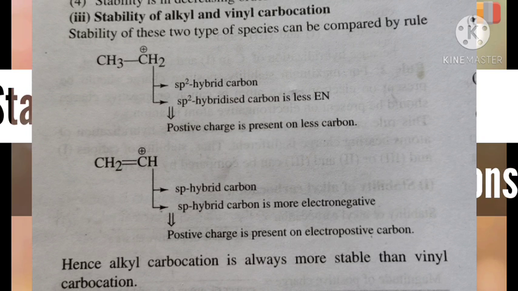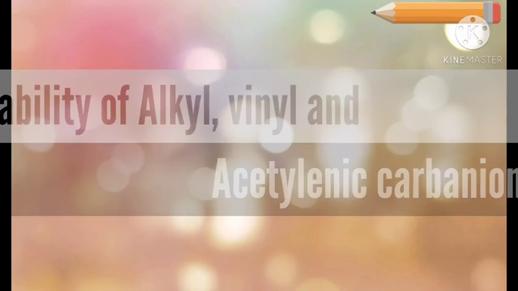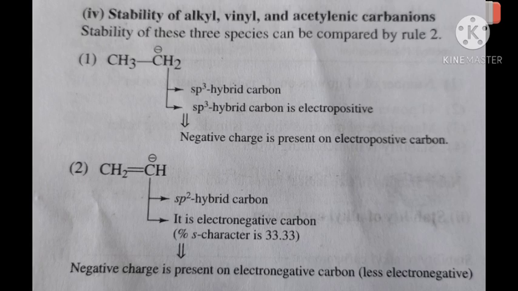This is the rule. And the fourth one is the stability of alkyl, vinyl and acetylenic carbanions. In the alkyl carbanion, the carbon is an sp3 hybrid carbon, and the sp3 hybrid carbon is electropositive. So the negative charge is present on an electropositive carbon.